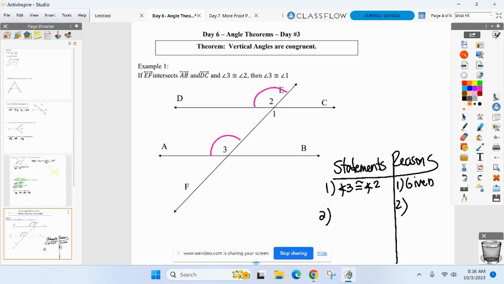So we are trying to prove angle 1 and angle 3 are congruent. Well, everyone agree, those aren't vertical. So this isn't going to be a two-step proof, and I'm done. So I need another fact now. All right, I have 3 congruent to 2.